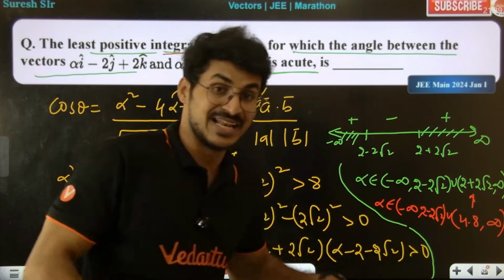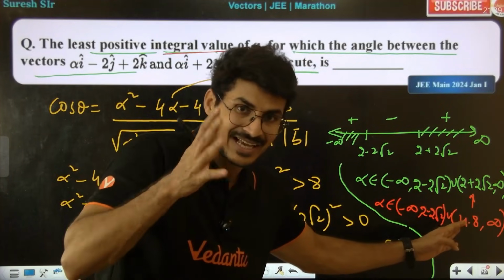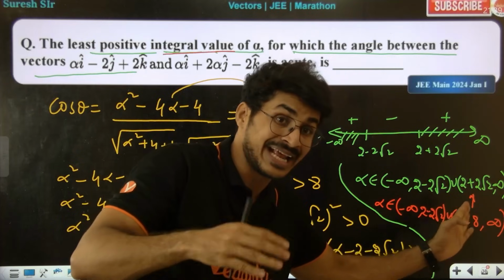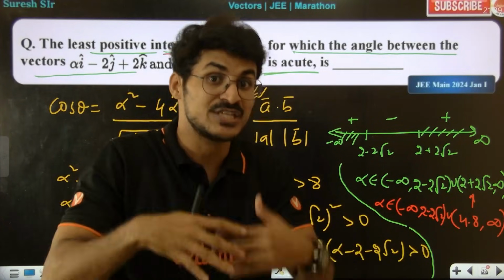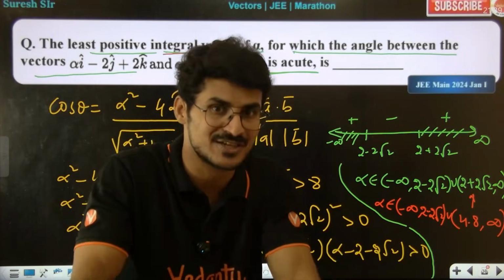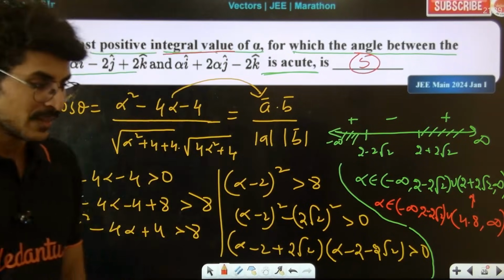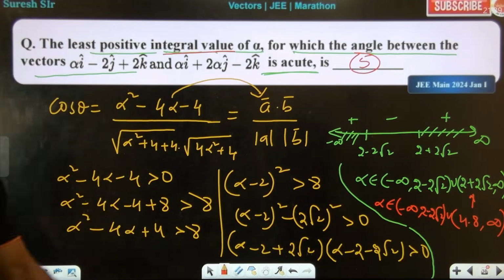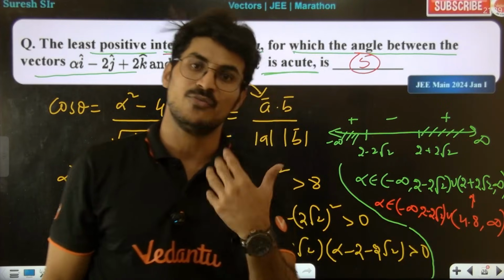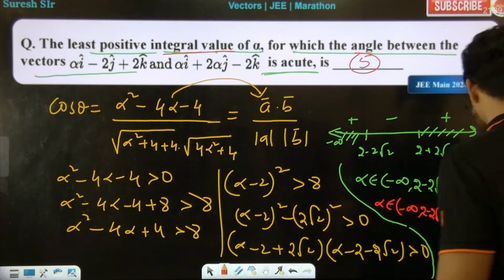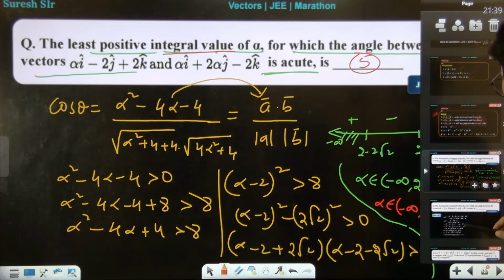In this, the least positive value, 4.8, should not be included. Four point something is not an integer value, so the least positive integer value is 5. So 5 should be the answer. Understood? Yes or no? The least positive integral value here is 5. So beautifully we finished this question.